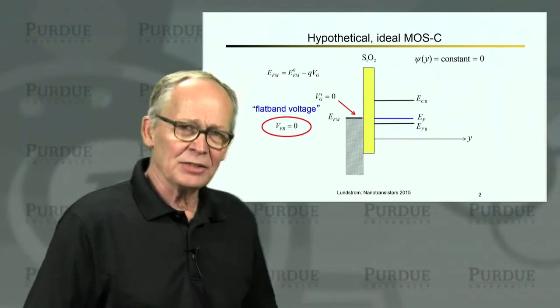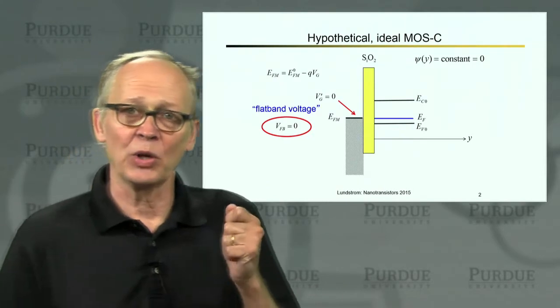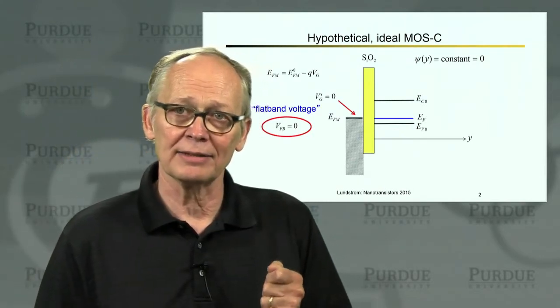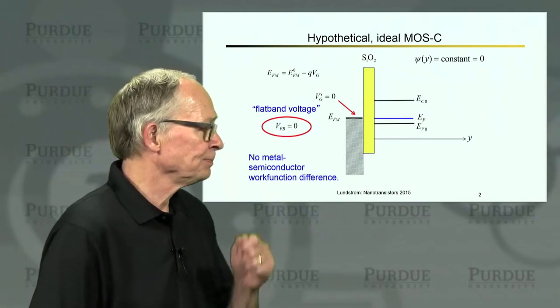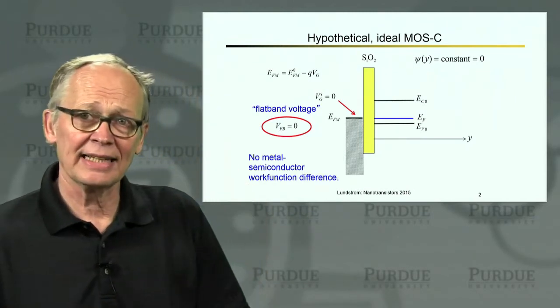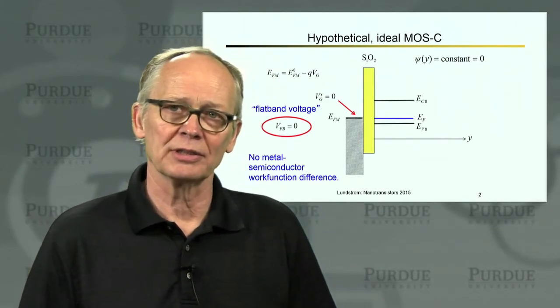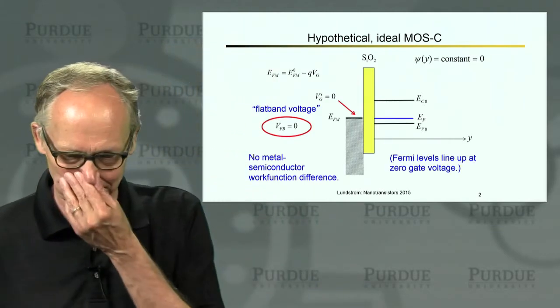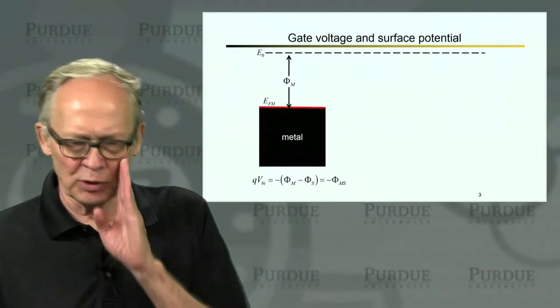So in this particular case, we would say that the flatband voltage is 0. When we apply 0 volts to the gate, everything lines up, all of the bands are flat, there's no band bending. Another way to say this is that there is no difference between the work functions of the metal and the semiconductor. All right. Okay, so let's look at this in a little more detail.